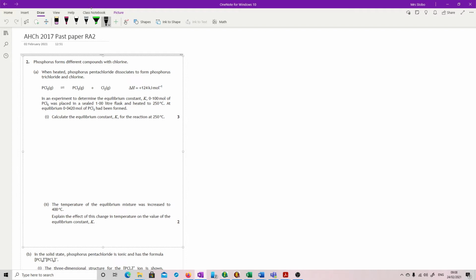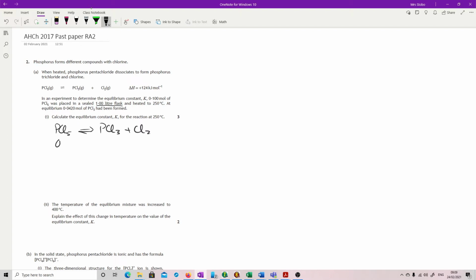At equilibrium, we have how many moles of PCl3 had been formed. Calculate the equilibrium constant. Okay, it's a little bit of work, but not actually too bad. I think it's not bad for 3 marks. So we've got PCl5 going to PCl3, let's make it equilibrium, and Cl2. You're told that it's a sealed 1 litre flask. That means everything that you have in terms of moles is going to be per litre, so it's already in concentration, so I don't have to worry about anything to do with that.